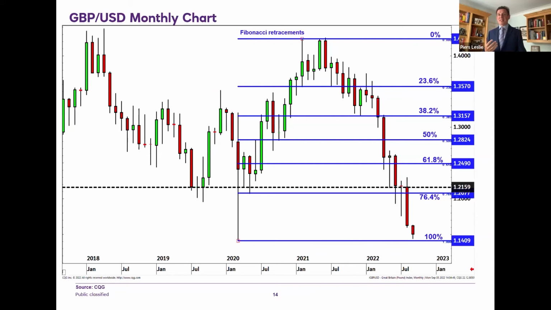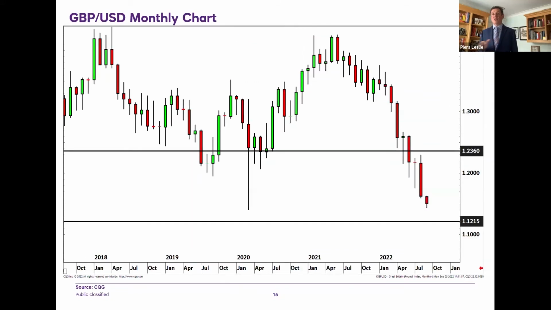So if we go to the next slide now, I've tried to limit it down, saying 112, I think, should be the support area, and then rallies back up. I don't see rallies back up getting too high. I think the 121.50, 123.60 area should cap any of these rallies. It might not even get that far, so you just have to watch it as it happens.